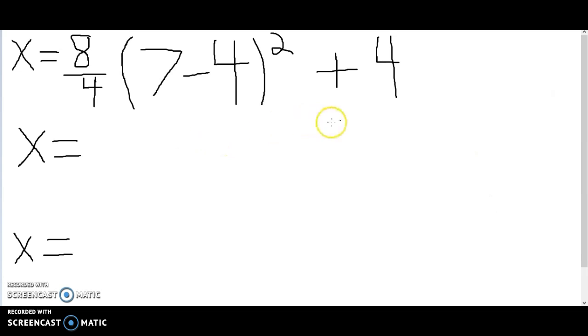Alright, now that we learned all that, we're going to try and solve this problem here that's got a little bit of everything in it. So, looking at this problem, we'll start with the P, and I got some parentheses right here. And if we solve inside of the parentheses, it's 7 minus 4 is 3. So, we'll go ahead and rewrite the problem with a 3 inside there. So we got 8 over 4 times 3 to the second power plus 4.